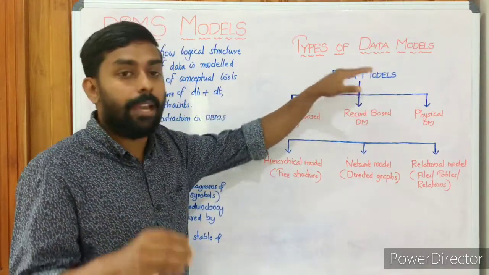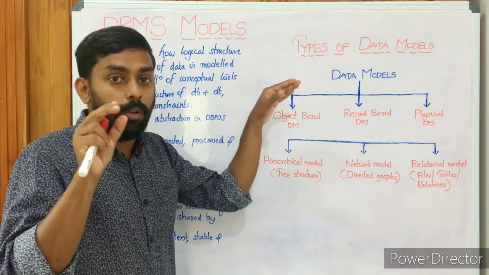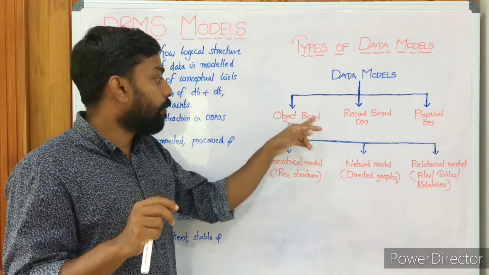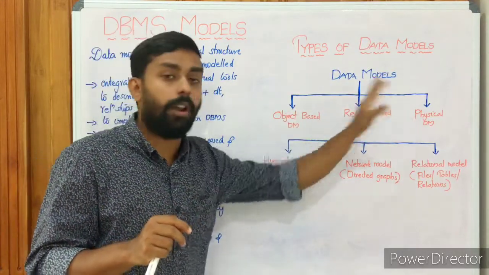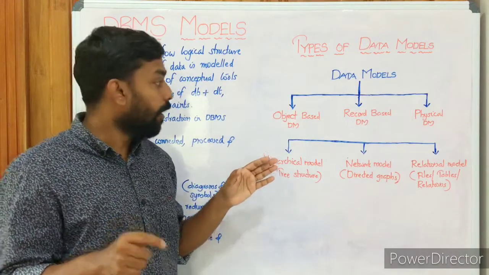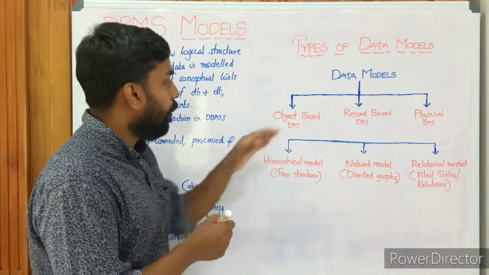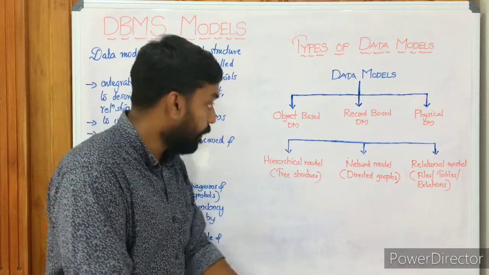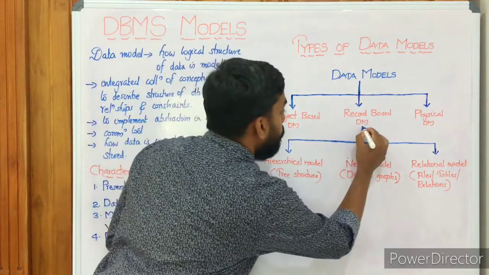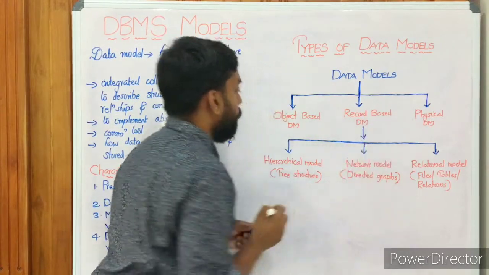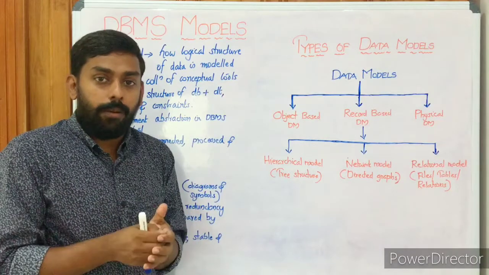So data models can be classified into 3: object based data model, record based data model, and physical data model. Okay, object based data model, then record based data model, and physical data model. Okay, you know what object based data model is.